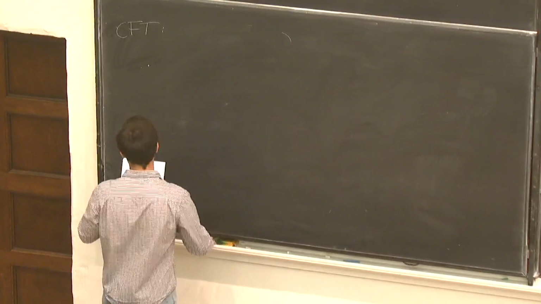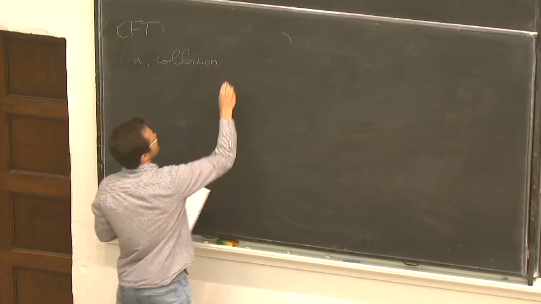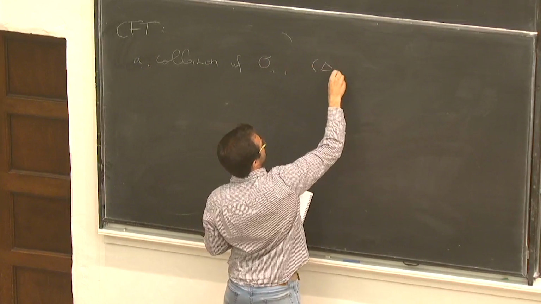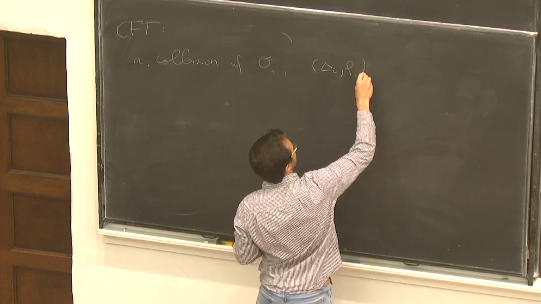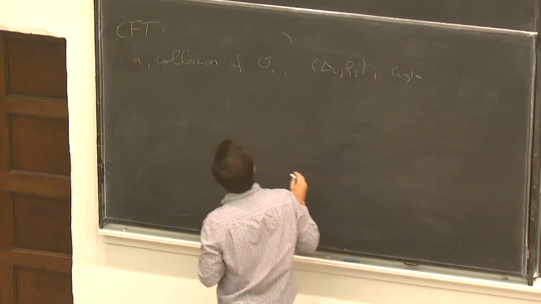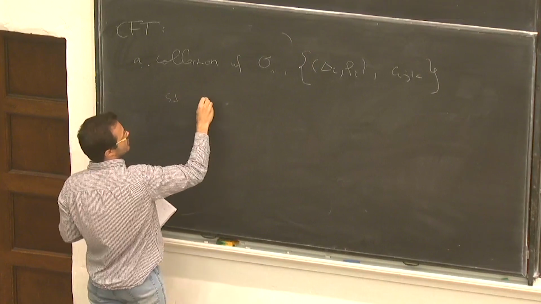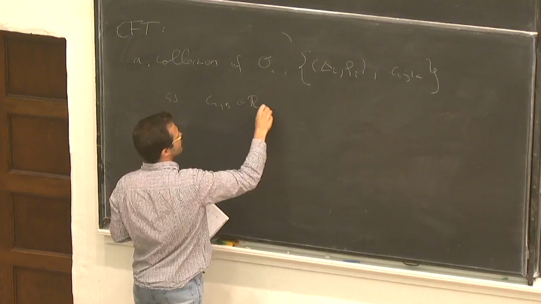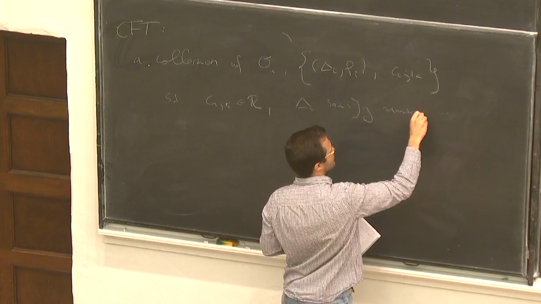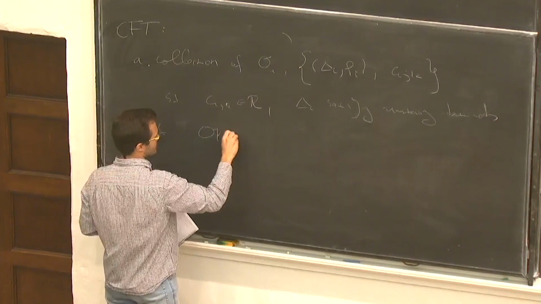So I can now define a CFT to be a collection of these local operators O_i, with their labels Delta_i and rho_i, together with the structure constants, such that the C_ijk's are real, the Delta_i's satisfy unitarity bounds, and the OPE is associative.